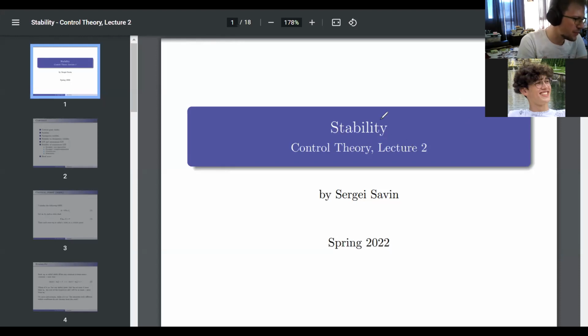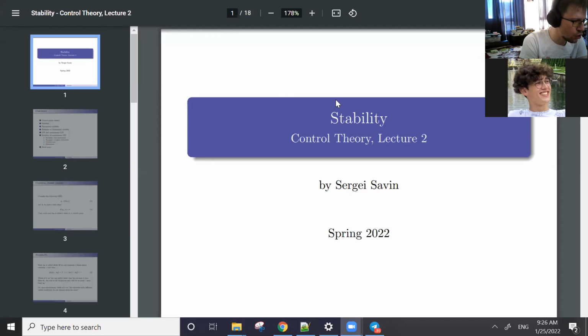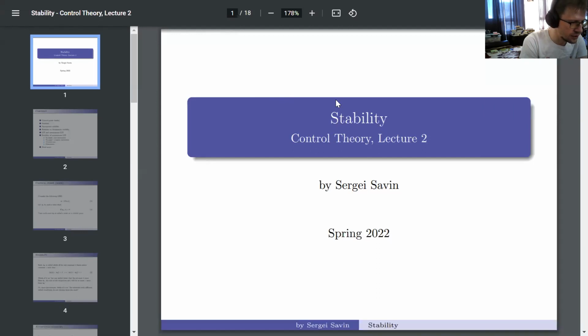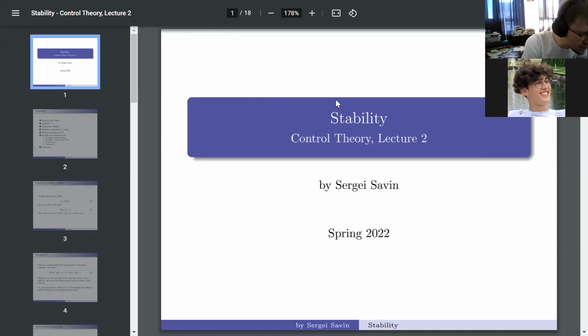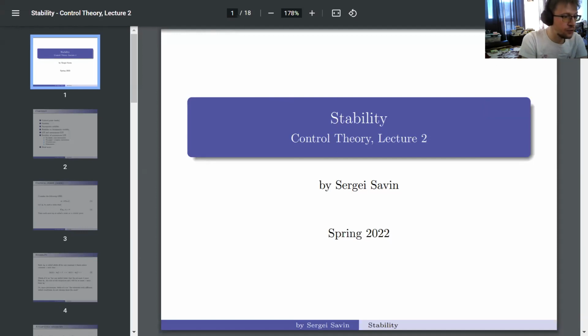So this lecture, we're going to discuss something quite interesting. I hope it will be worth your time coming. In fact, we're going to discuss the concept of stability. The concept of stability is a key idea in control theory.